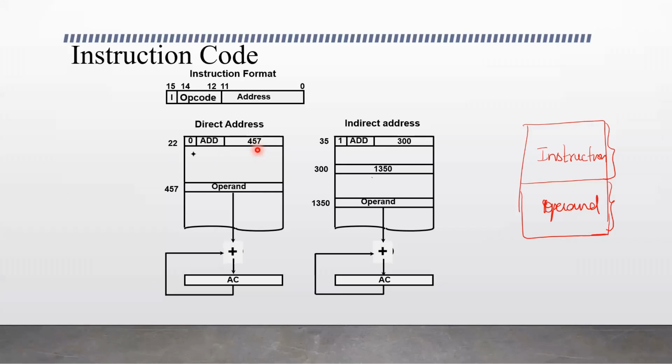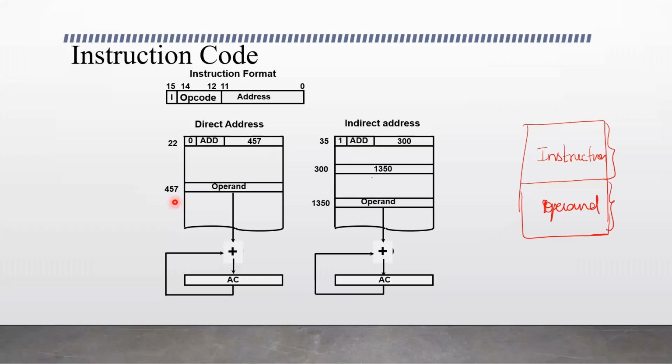For this direct address, the number given in the address field is directly the address of the operand. So if you find this location 457, where is 457 in memory? This one. At this location, we can locate the operand directly. That is why it is called direct address. Directly at the location specified in the instruction code, we will find the operand.